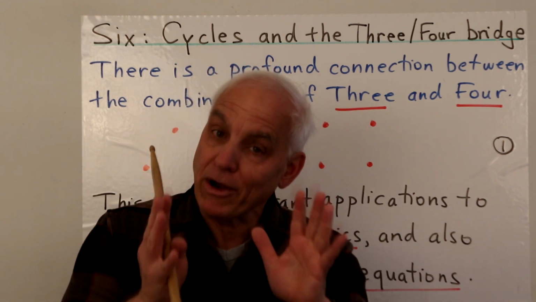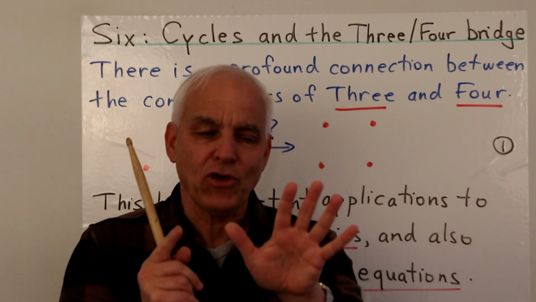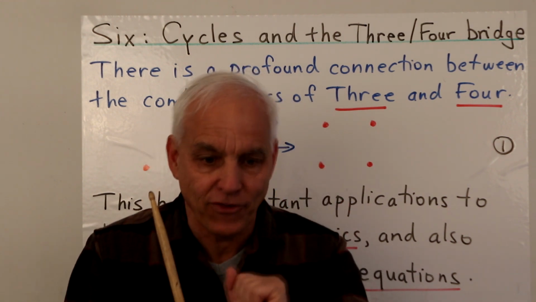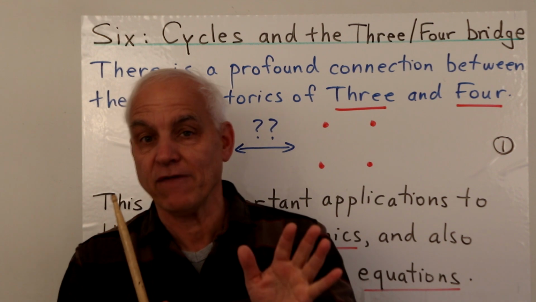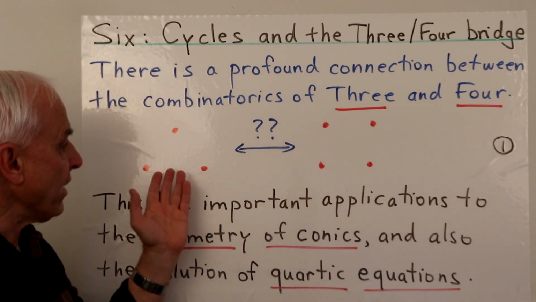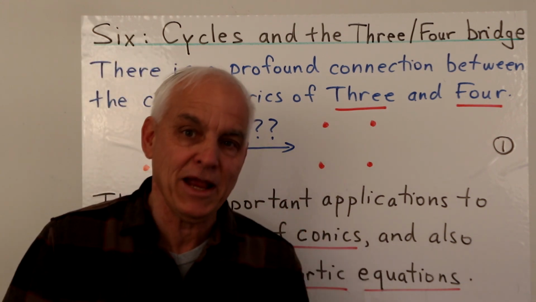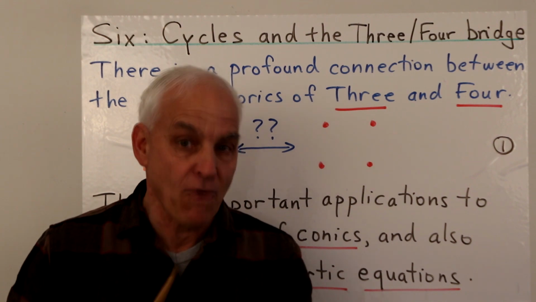Although we're primarily interested in 6 things, it will be important for us to also look at smaller collections like 2, 3, 4, 5. Today we're going to be concentrating on 3 and 4. And there's a remarkable connection between the combinatorics of 3 and the combinatorics of 4.